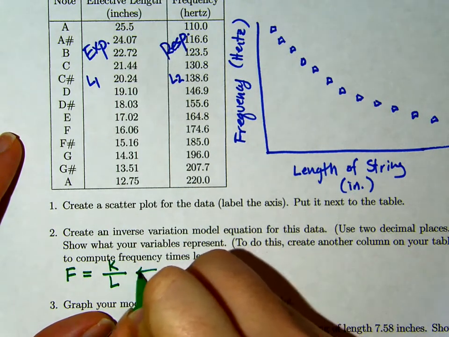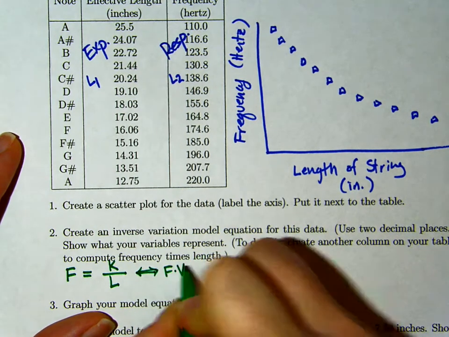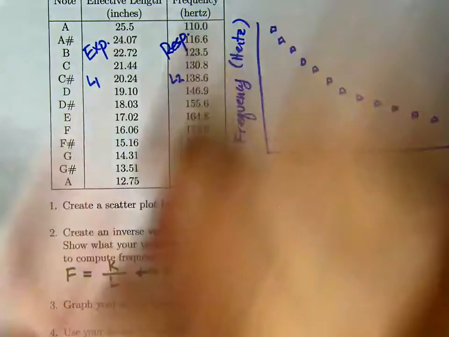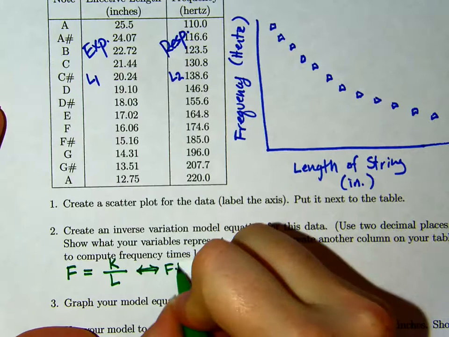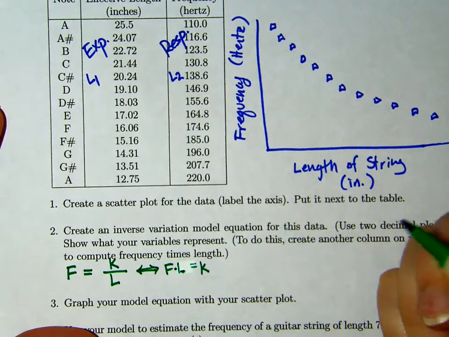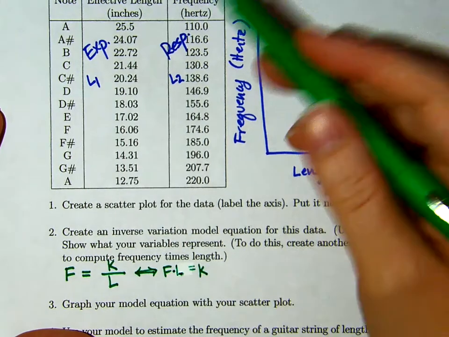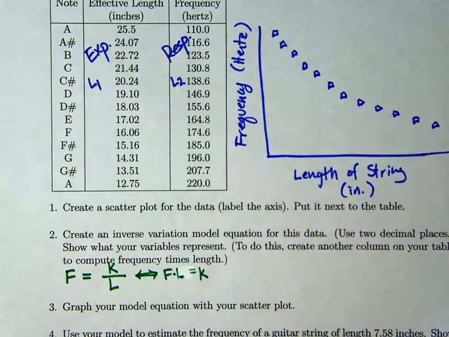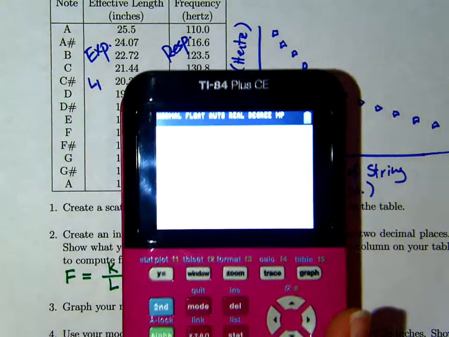Okay, hold on, by L. Oop, not a V. It's a length. Okay, scale up by the length, and that will equal k. So I remember now we created a new list that had the frequency times the length. Here we go.